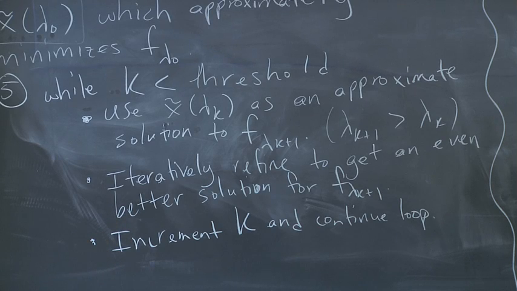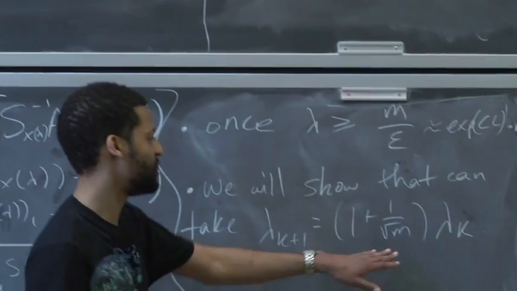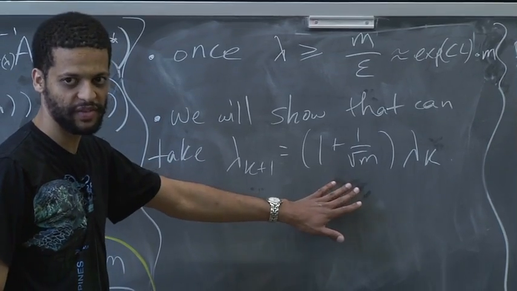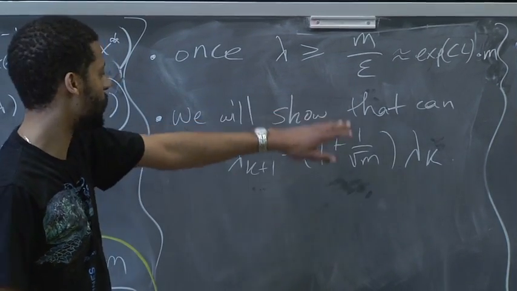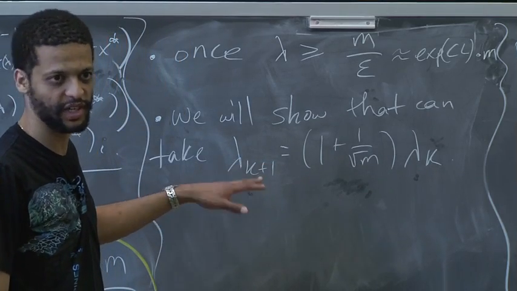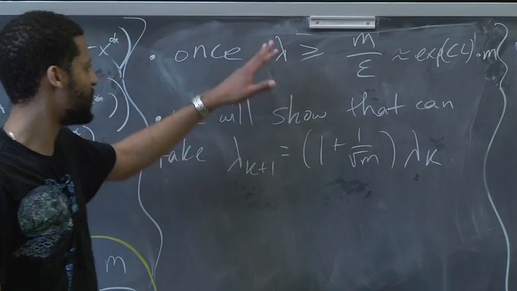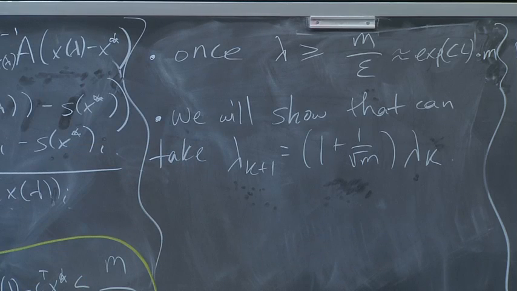So when we actually work out that calculation, we're going to see that if you don't increment lambda k plus 1 by too much, if you just do it by this small multiplicative factor, then your old solution here will still be roughly a good solution here, okay? I'm going to show that. So just given these two things, how many iterations in this loop do we need to actually terminate?